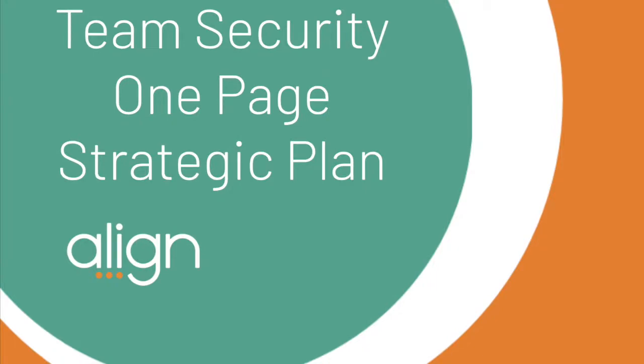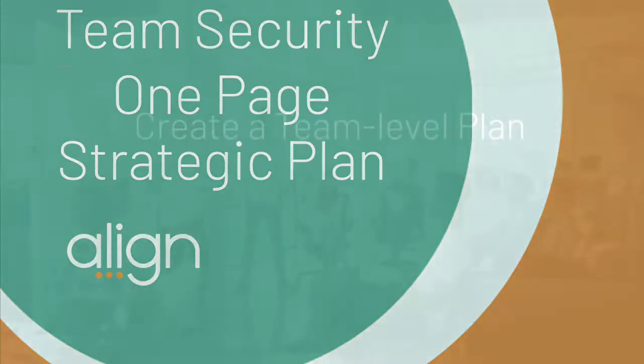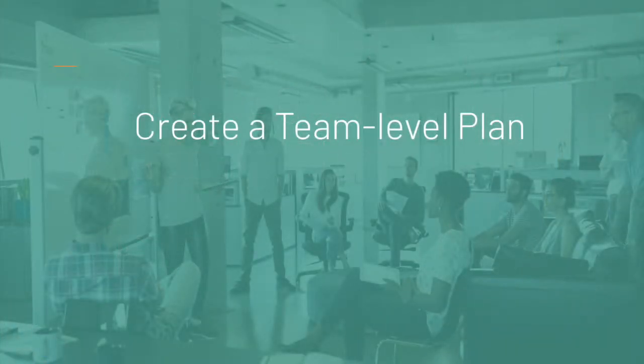Teams are now able to create and manage their own one-page strategic plans. To create a team-level one-page strategic plan, first, go to the one-page strategic plan page. At the top of the page, click Manage Team Plan.